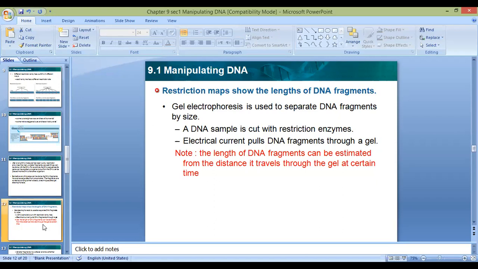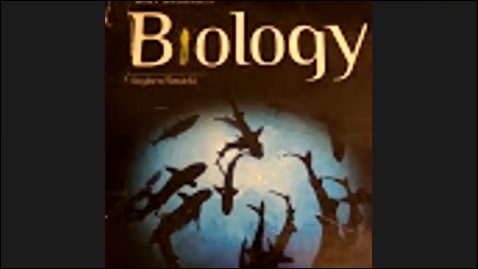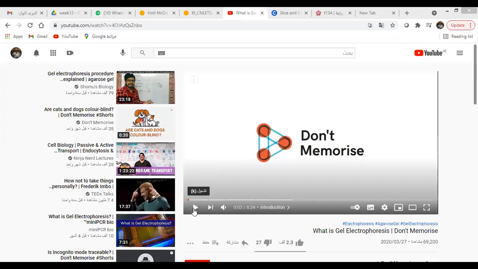أوكي؟ هلا شو بكون عندي هون؟ I want to show you the electrophoresis first. هذا we have to watch this video now to see what is electrophoresis and how does it work. Let's watch this together. عشان نفهم شو هو electrophoresis. Can you see the video? Yes. يلا we will start.